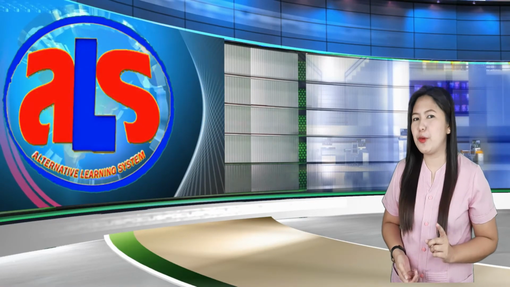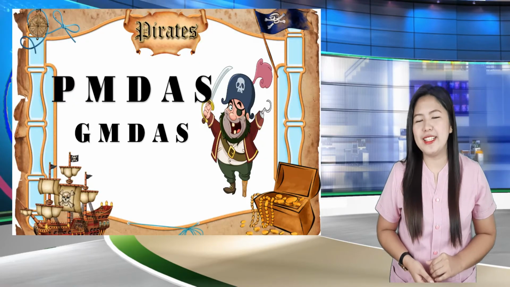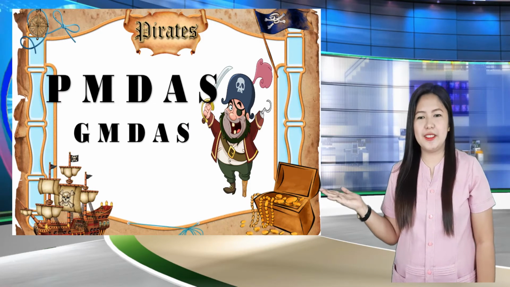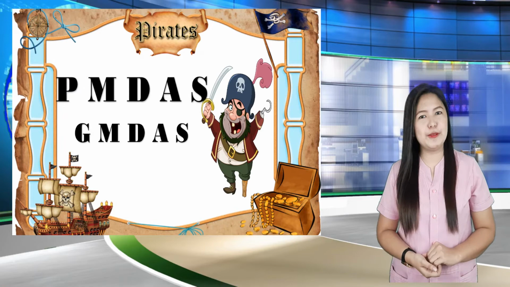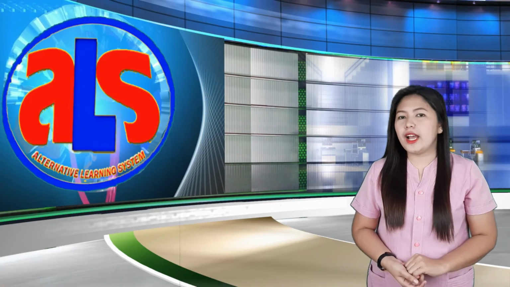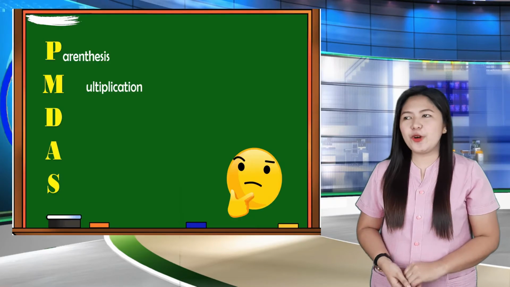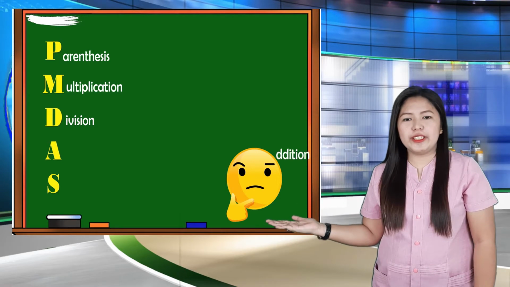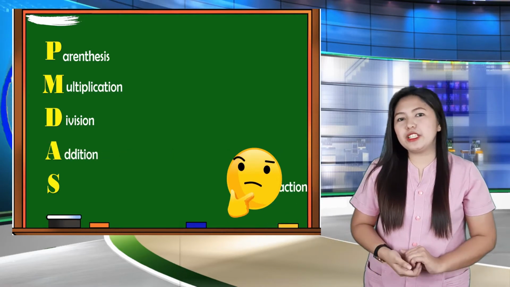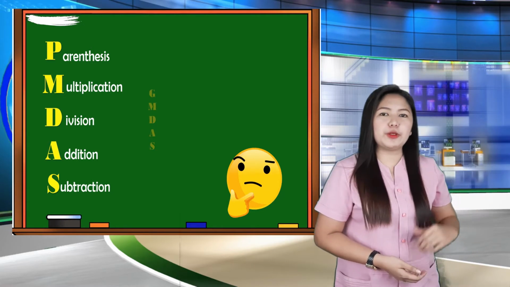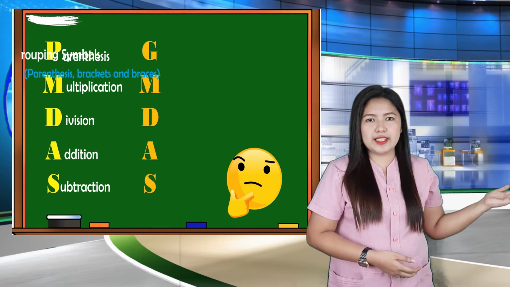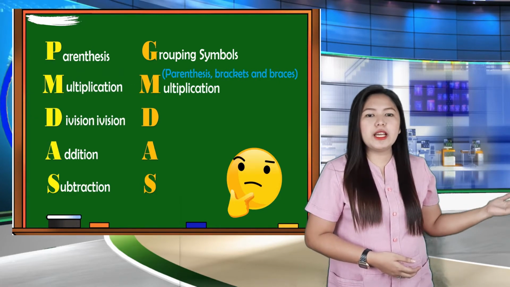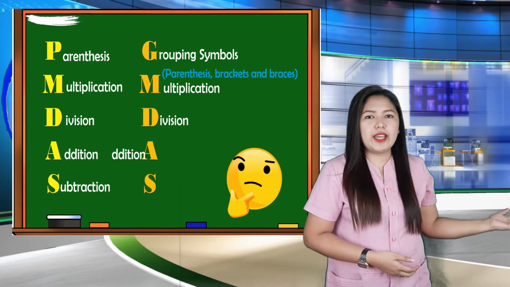Anong acronyms ang inyong nabuo? Tama! Ito ay ang PMDAS at ang GMDAS. Familiar ba kayo sa mga acronyms na ito? Ano nga ba ang PMDAS? Ito ay ang parenthesis, multiplication, division, addition, and subtraction. Ano naman ang GMDAS? Ito naman ay grouping symbols kasama ang parenthesis, brackets, and braces. M, multiplication, division, addition, and subtraction.